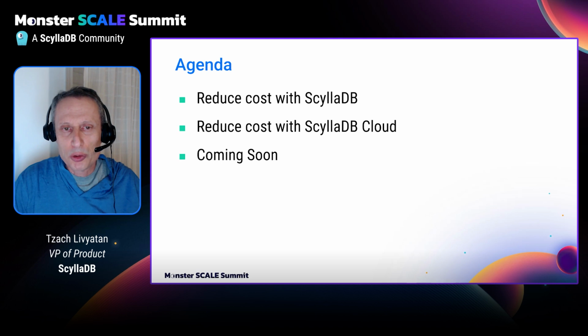The second will be reducing cost in ScyllaCloud. ScyllaCloud is a specific version of Scylla, or a hosted Scylla as a SaaS, as a web service. We'll talk about reducing cost with ScyllaCloud, and that will cover different properties of the database and specifically for the cloud. And in the third part, I'm going to talk about things that we just achieved or will achieve soon, a new feature, a new pricing plan. I hope to make it interesting.